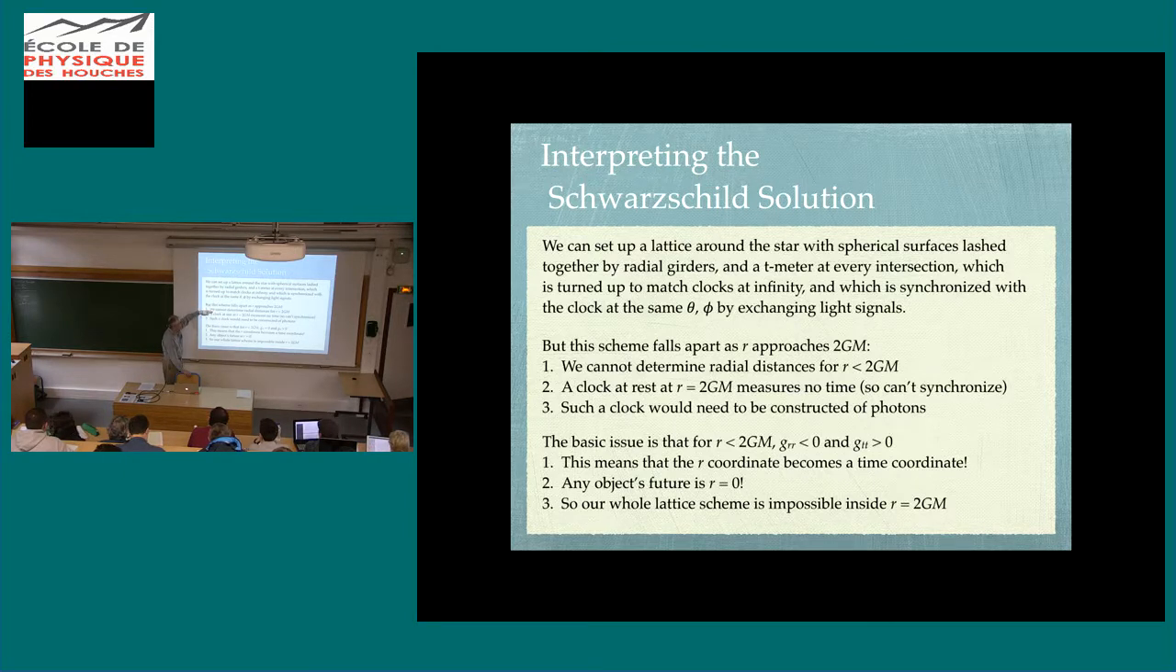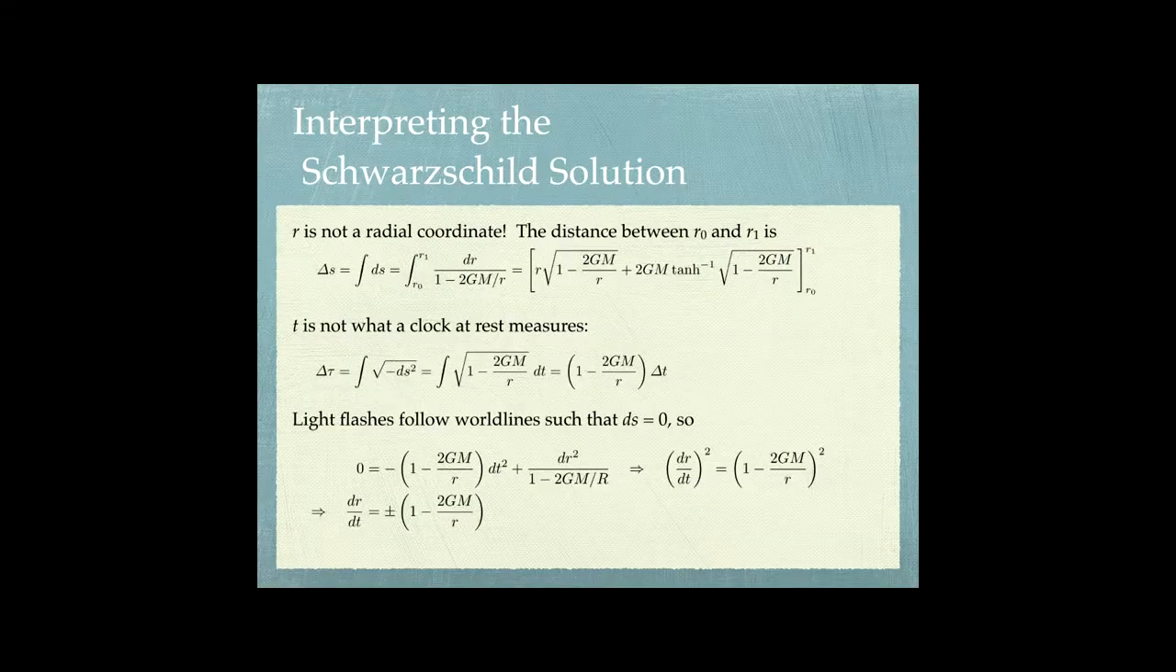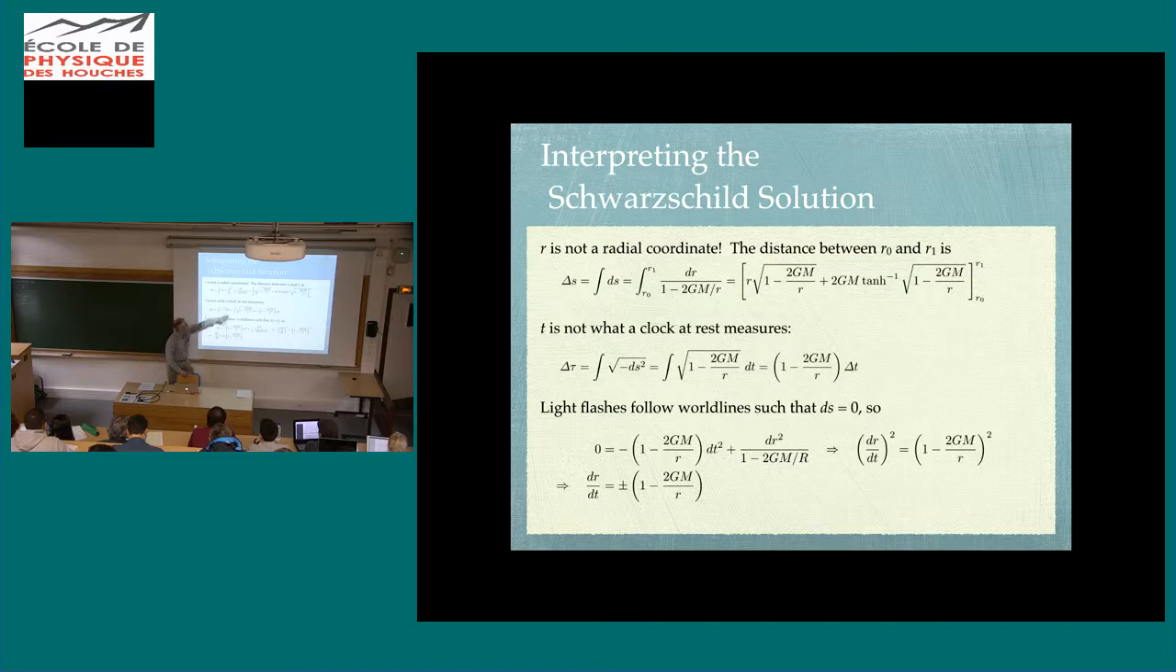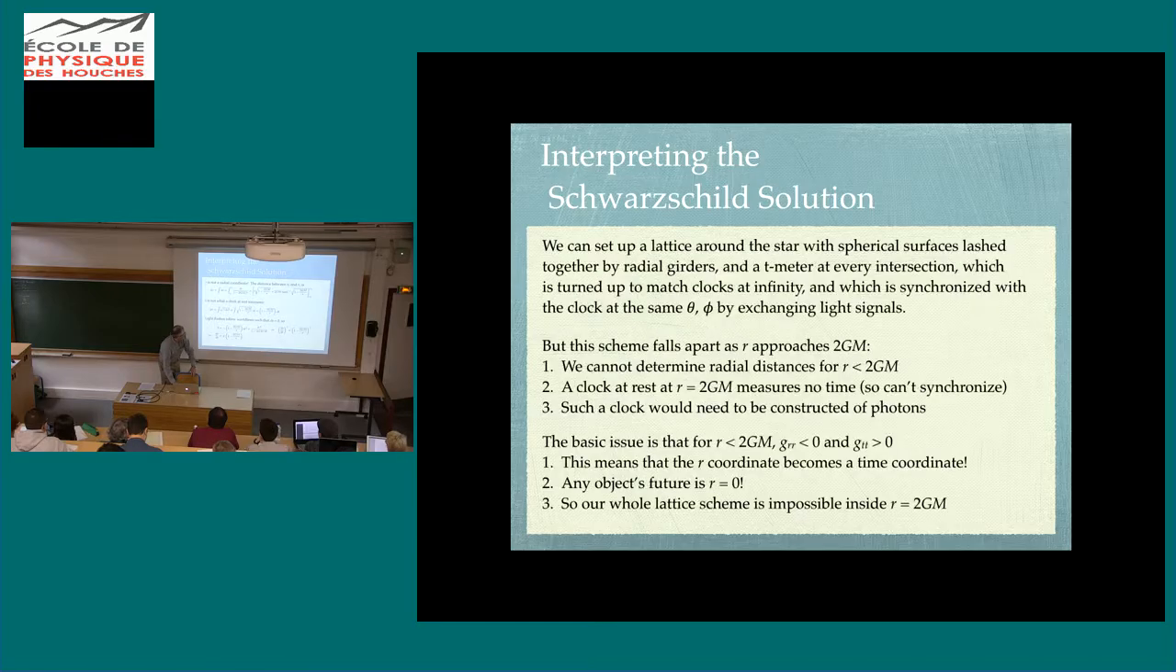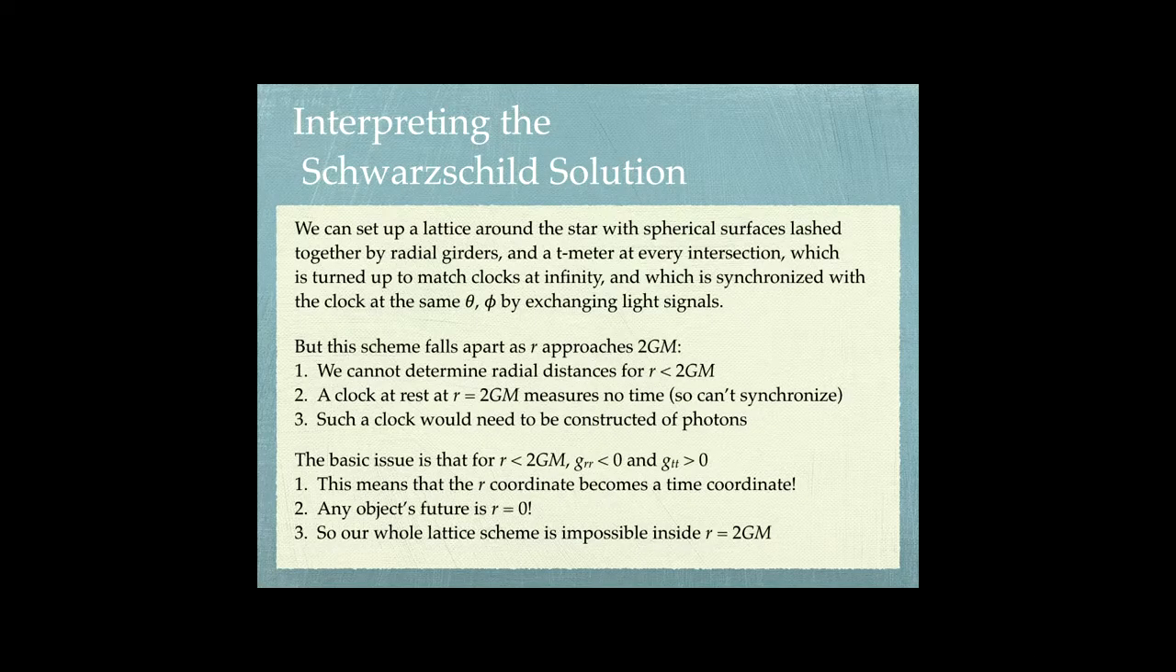So the scheme falls apart. We can't determine radial distances anymore. If you go back and look at that formula, if you're smaller than r equals 2GM, then already in this square root, you're running into trouble. You can't get a meaningful radial distance less than r equals 2GM.